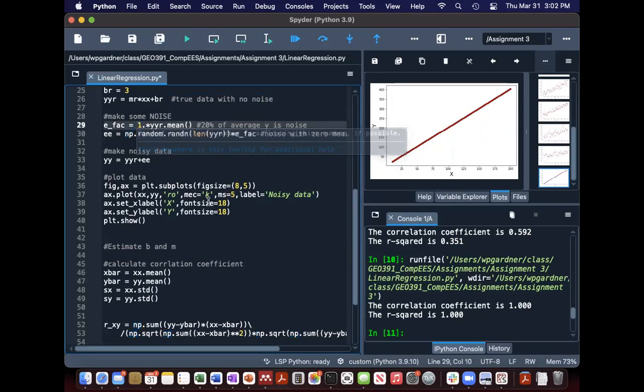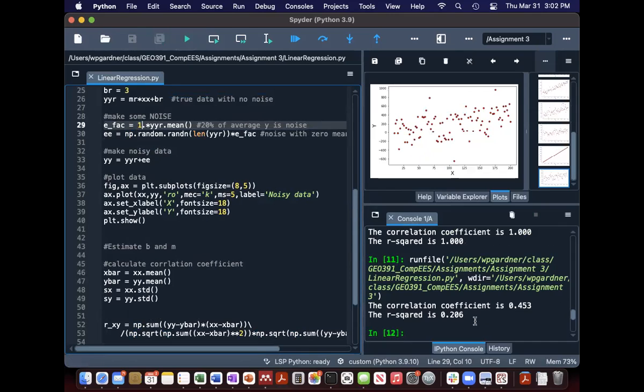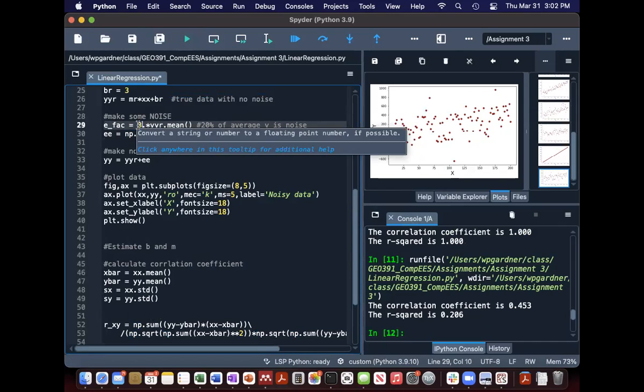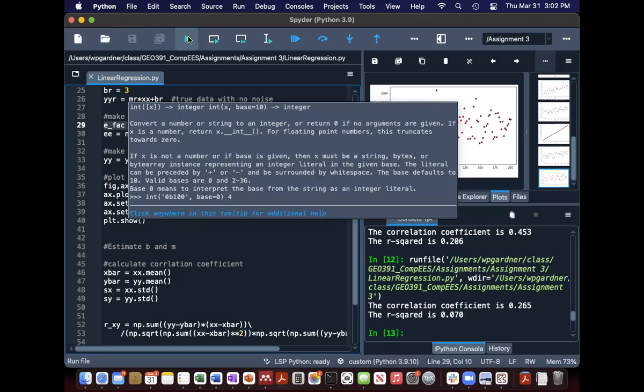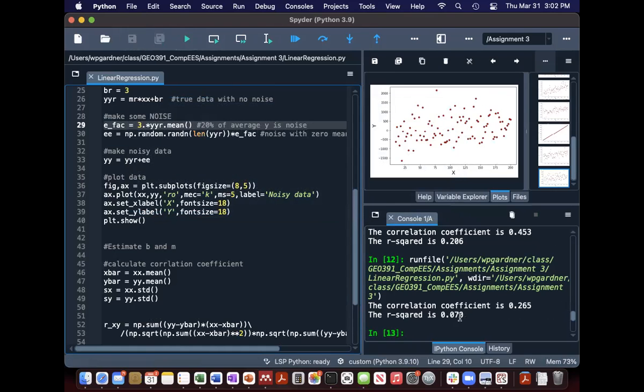If my error is 100% of the data, make it 300%. All of a sudden now the error is a lot stronger than the linear relationship and I have an R squared close to 0.07. So like almost 0.